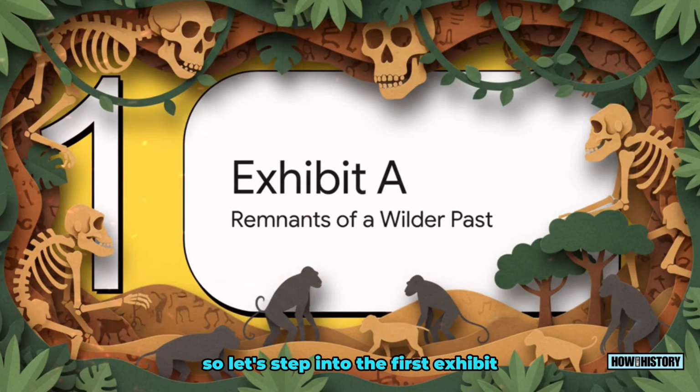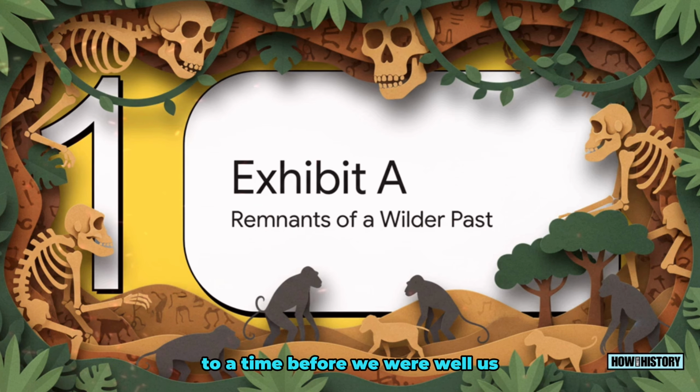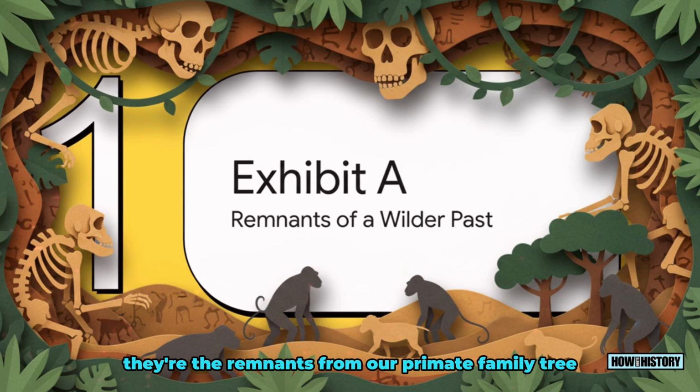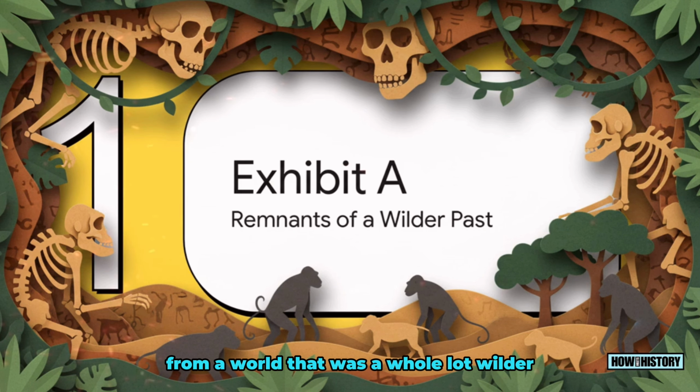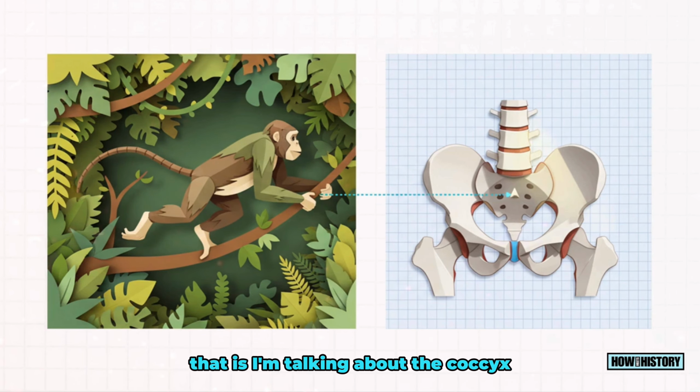So, let's step into the first exhibit in our little museum of the body. These are the parts that tie us directly back to a time before we were, well, us. They're the remnants from our primate family tree, from a world that was a whole lot wilder. Let's start right at the bottom of the spine, that is. I'm talking about the coccyx, but you probably know it as your tailbone.